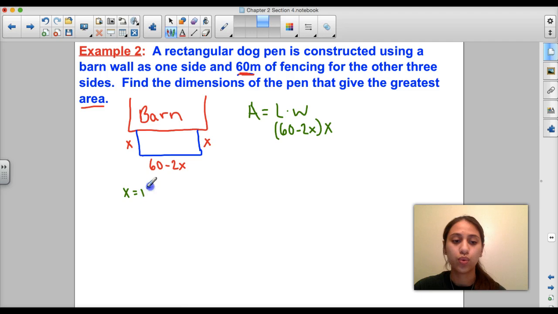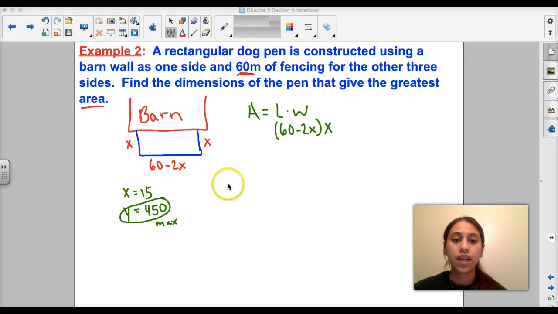X was equal to 15, y was equal to 450. So we were just there. So this value here, the y value, that's always going to be your max or your min. In our case, it's our max because we're finding the greatest area. Now be careful, because what this question actually was asking is find the dimensions of the pen. So while we did find the maximum, what we need is the dimensions.